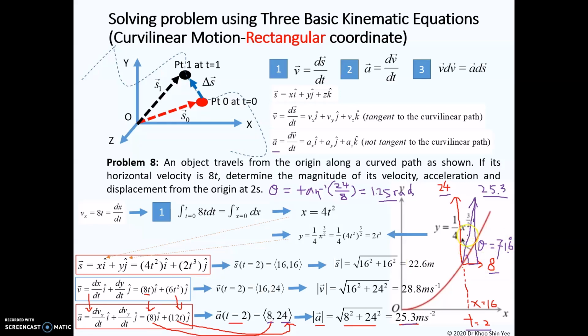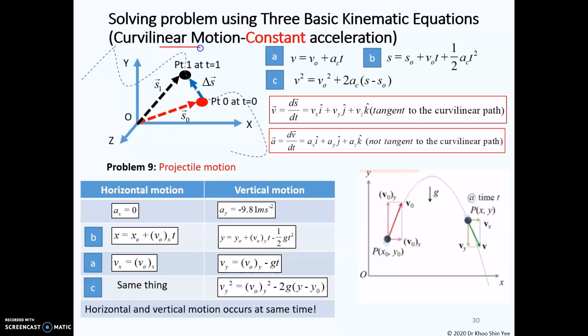So you see the direction of the acceleration, 71.6 degrees, is not the same as the velocity direction that you computed earlier. The main difference is the velocity direction will always be tangent to the curvilinear path, and in this case you see the acceleration direction is not tangent to the curvilinear path here. For the curvilinear motion with constant acceleration, we can still use the ABC equations to solve the problem.